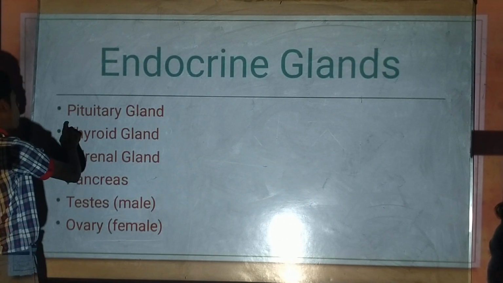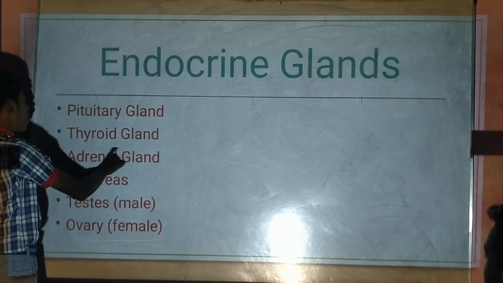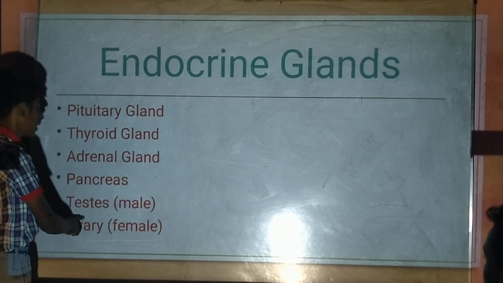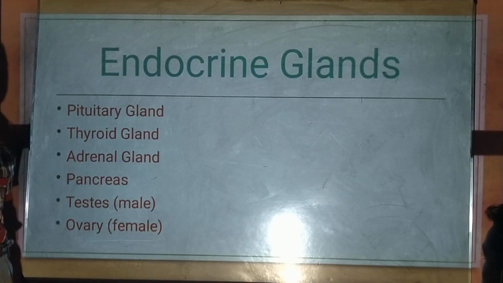Endocrine glands. The first one is the pituitary gland. It is also called the master gland. Thyroid gland, adrenal gland, pancreas, testes, which is only present in the male, and ovary, which is only present in the female.